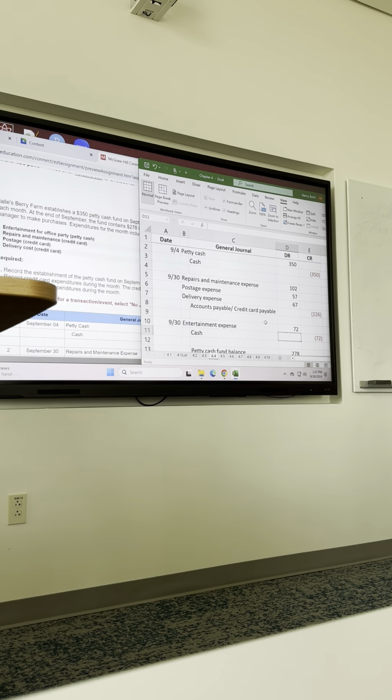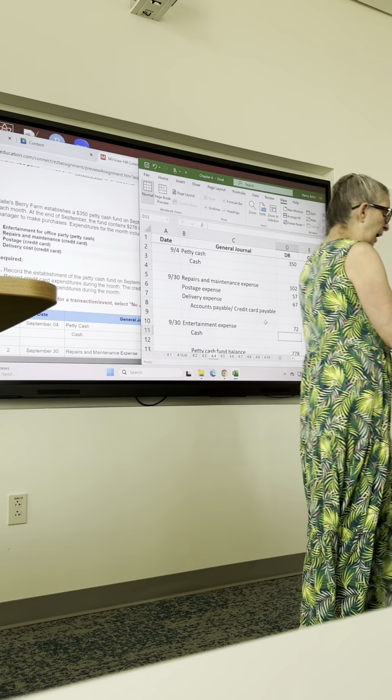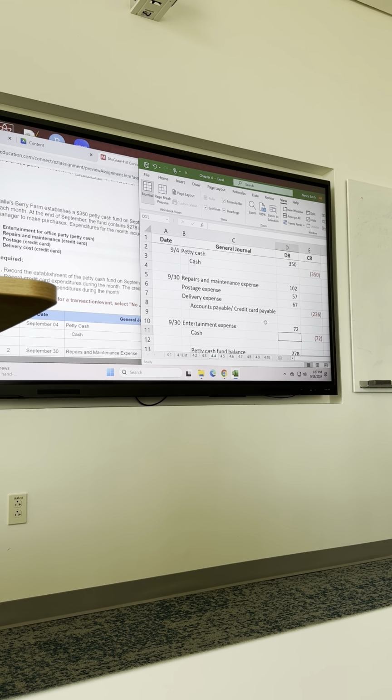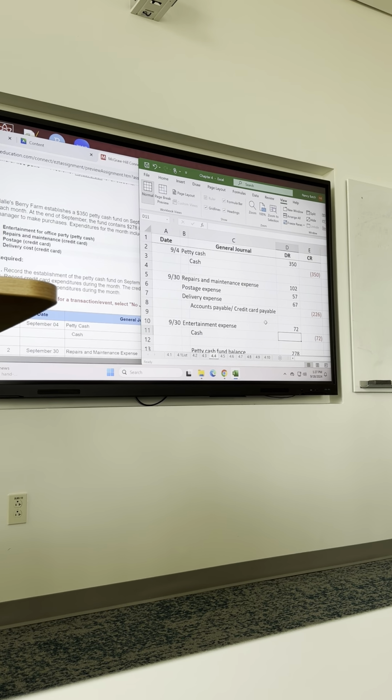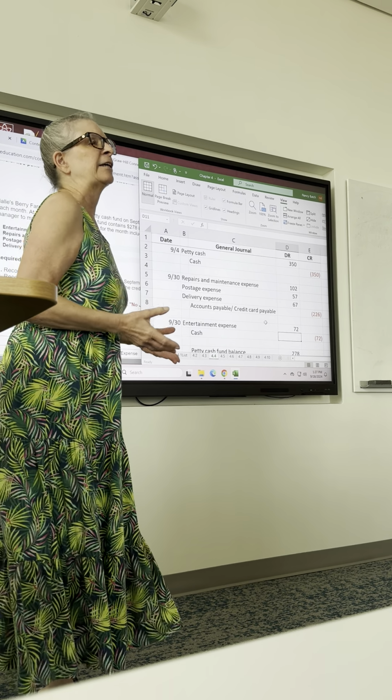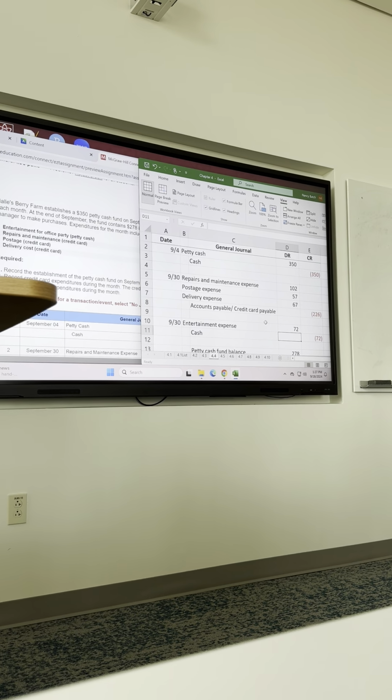Now what will happen is the person managing the petty cash box will have cash and receipts, and they'll go to the treasurer or the controller on a periodic basis and get reimbursed. And what will happen then is that the controller or the treasurer will then buy the receipts from the petty cash manager. That's how it should be properly done. They couldn't even get the problem right.